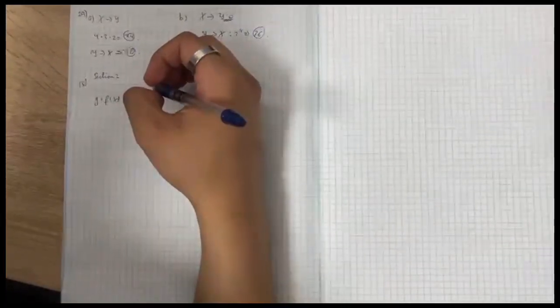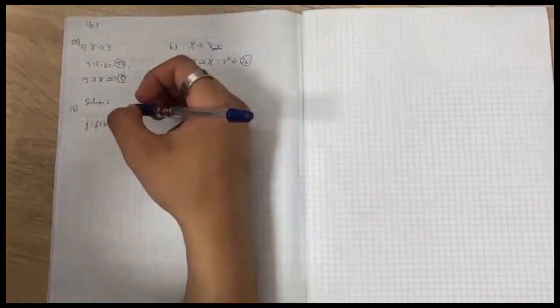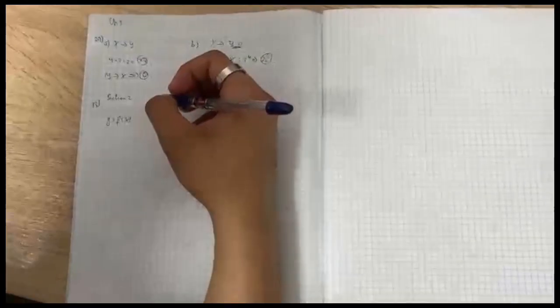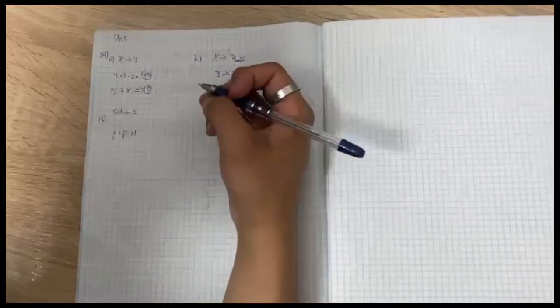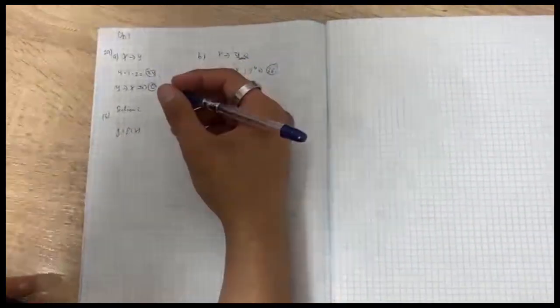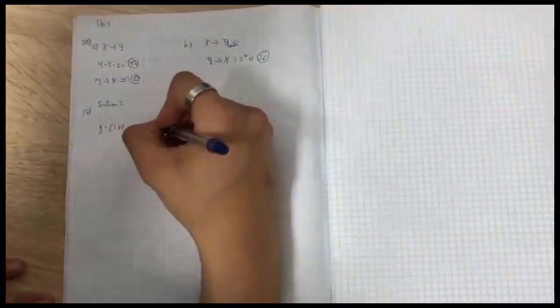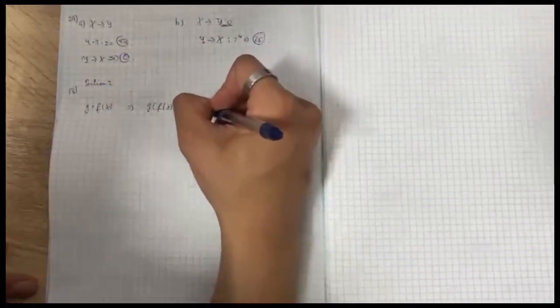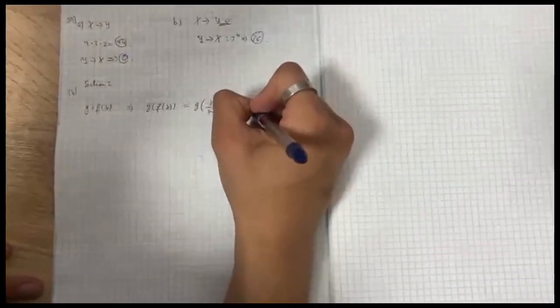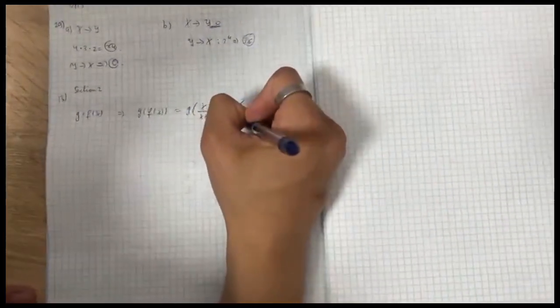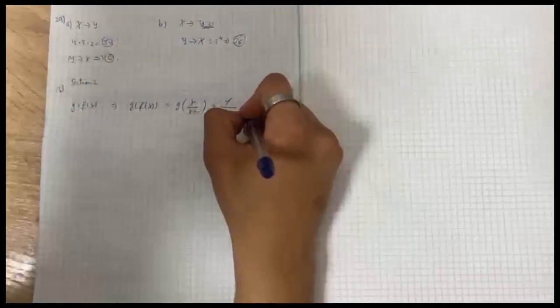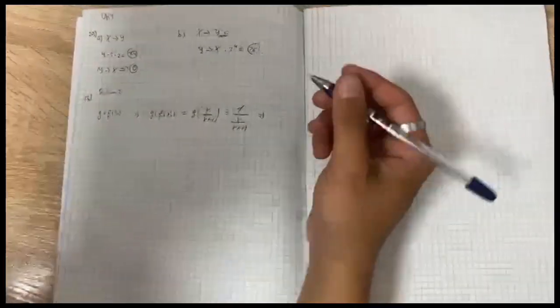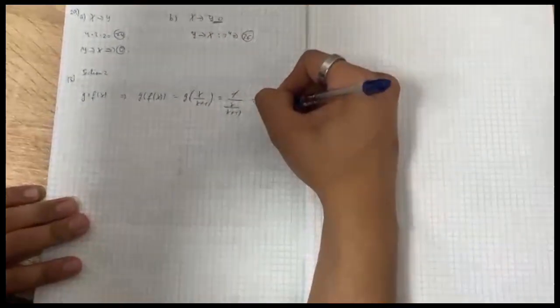To find g of f, we plug the entire formula for f into g. Since g just flips the fraction, we get this one. We have these results. Here we have g of x plus 1 divided by x plus 1. So after we solve, in the result we will get x plus 1 over x.